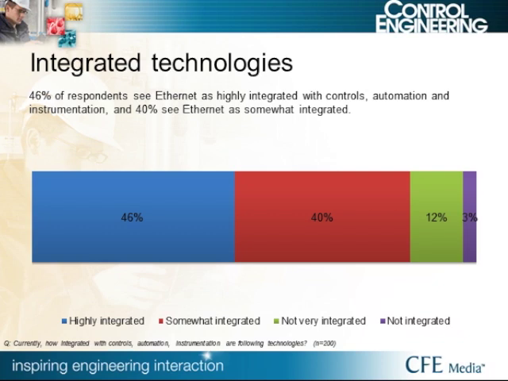46% of respondents see Ethernet as highly integrated with controls, automation, and instrumentation, and 40% see Ethernet as somewhat integrated. Just 12% said Ethernet is not very integrated, and only 3% said it wasn't integrated at all. Clearly, Ethernet has become part of the fabric of controls, automation, and instrumentation for most survey respondents.